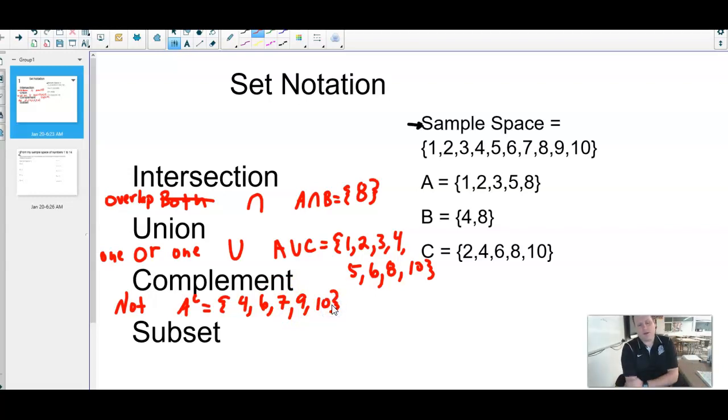Those would be those values that would be the complement, so not part of A. If I did complement of B, that would be everything but 4 and 8. So quite a few numbers there.